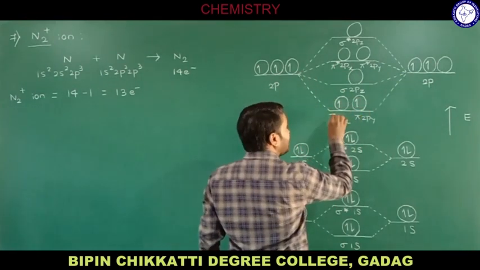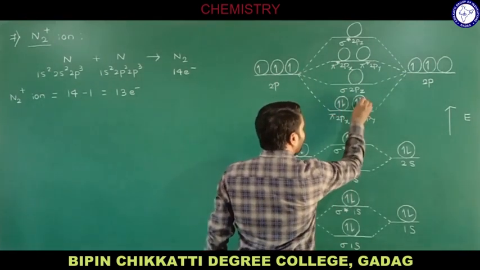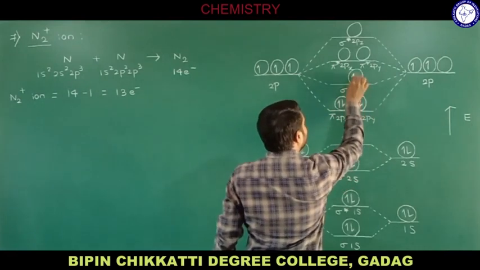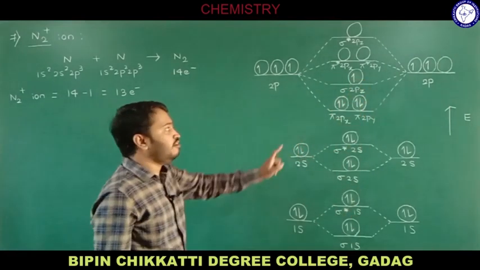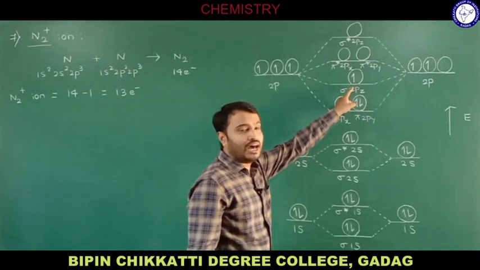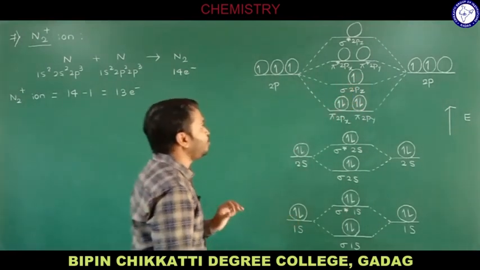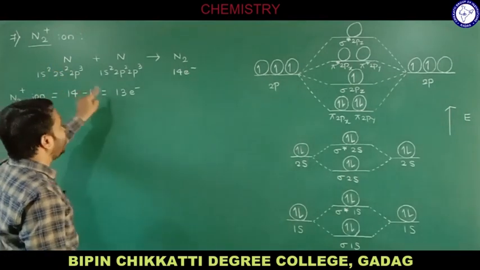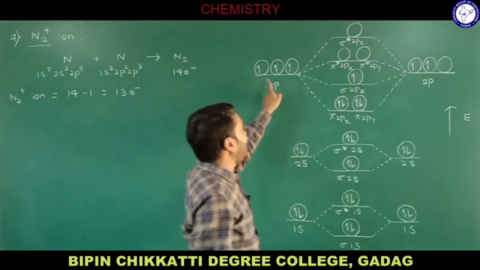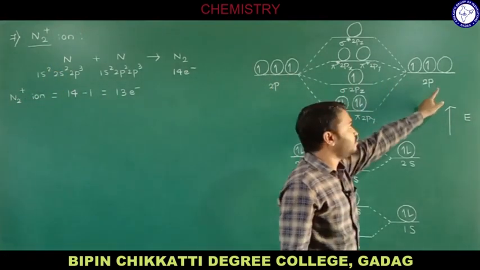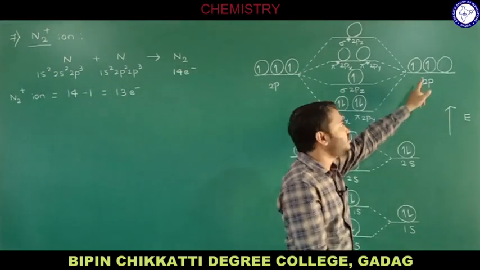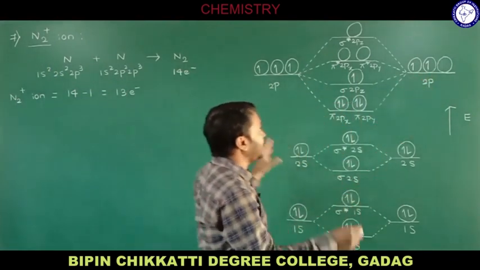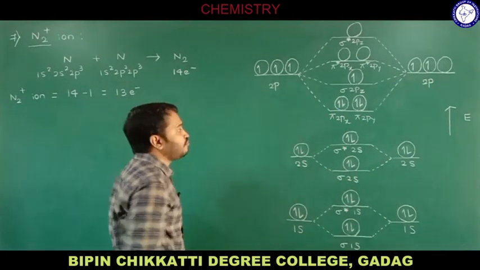Then pairing starts according to Hund's rule: 1, 2, then 3, 4, and one more that I fill here. So we get a single unpaired electron in sigma 2pz. This is the change you need to observe: when we have plus, 1 electron has been lost. I would have written 3 electrons here and 3 here, but since 1 electron has been lost from the valence shell, I write 1 less here and distribute 5 electrons.